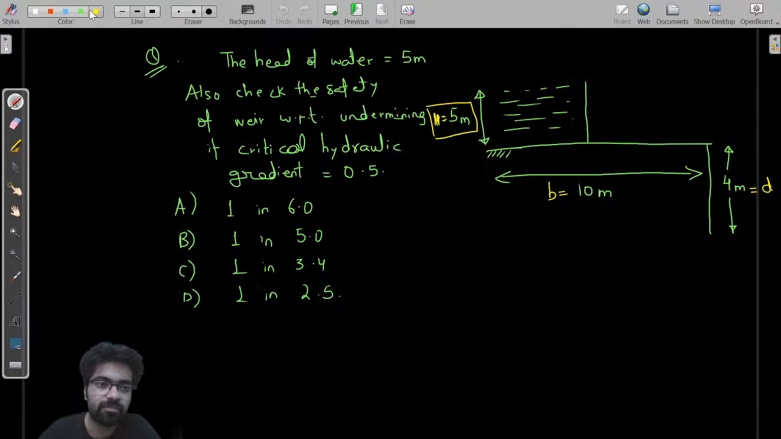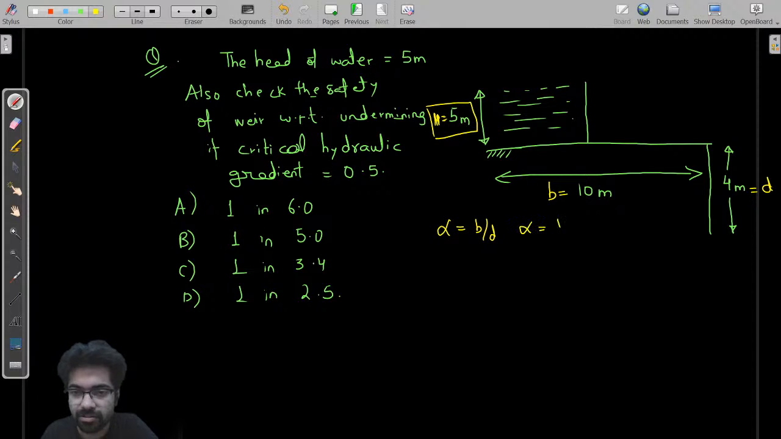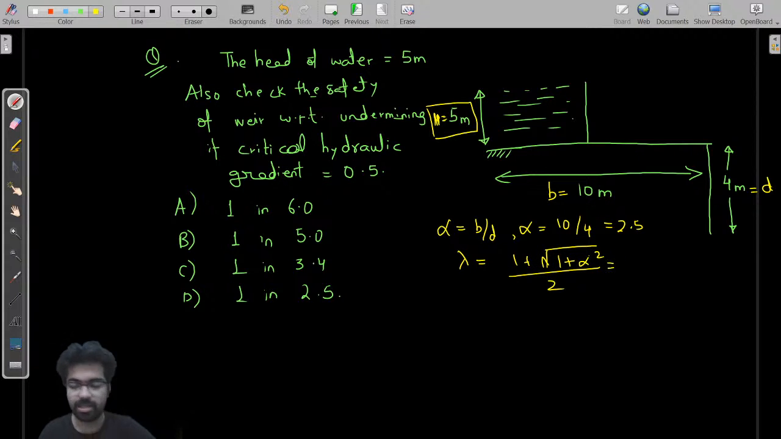Now let's solve. Everyone must have found alpha, which is b by d. Alpha is 2.5. Yes, very good, Adesh. Then we will find lambda. Lambda is (1 plus under root 1 plus alpha square) by 2. Yes, very good. It is coming safe. It is safe. You are right.